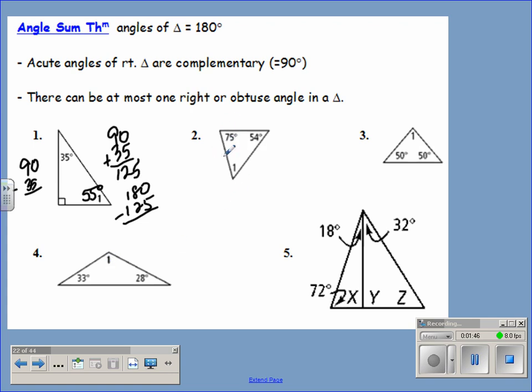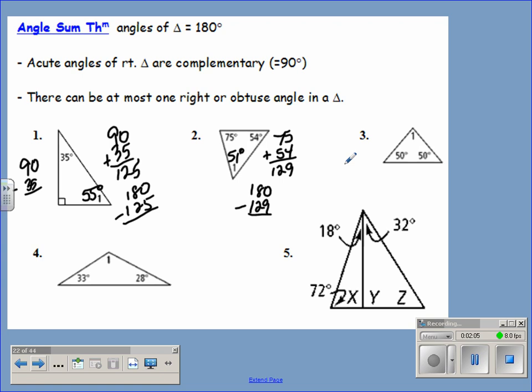Number 2, again, 180 degrees in a triangle, so add up the two, 75 and 54. We'll get 129. Again, make sure to subtract it though from 180. And again, how much is our missing angle? It's going to be 51 degrees.